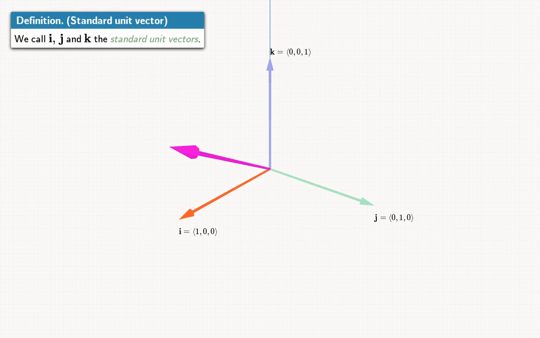There are 3 special unit vectors that play an important role, that is one for each axis of our coordinate system. These are called i, so that's 1 in the x direction, j, which is 1 in the y direction, and k going in the z direction. So we call these the standard unit vectors.